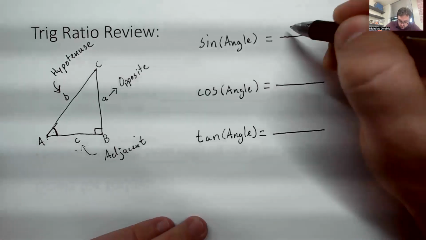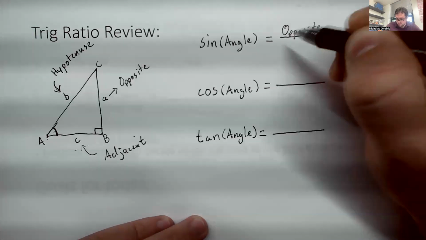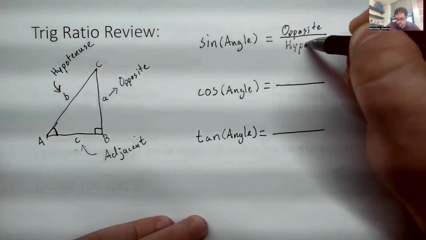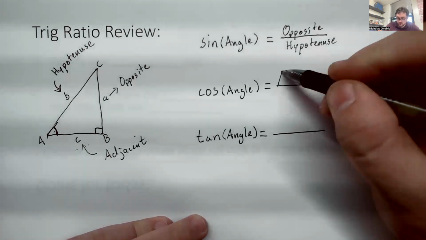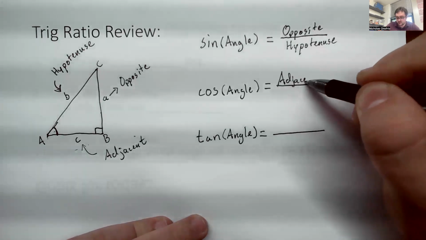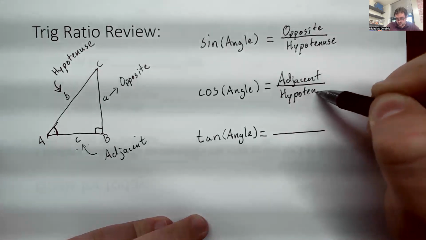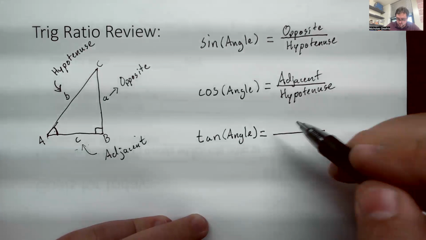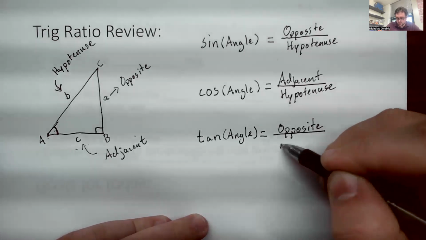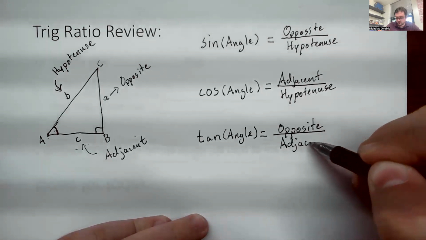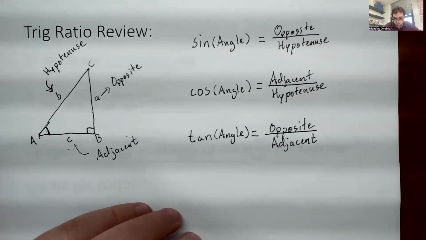Sine's fraction was opposite divided by hypotenuse. Cosine's was adjacent divided by hypotenuse. And tangent's was opposite divided by adjacent. Three ratios, three formulas.